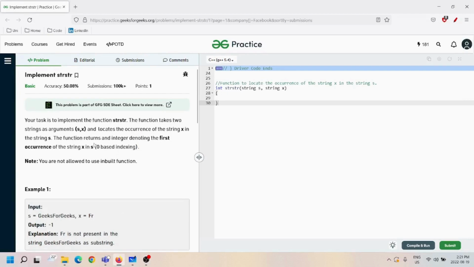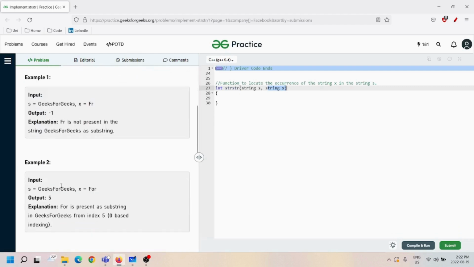Today's question is implement strstr. Your task is to implement the function strstr. So we are going to design a function called strstr, and this function will have two arguments, s and x. We can see string s and string x, and the idea is to locate the occurrence of the string x in the string s. Now the function is returning the integer value denoting the first occurrence of the string x in s. You're not allowed to use inbuilt function, of course.